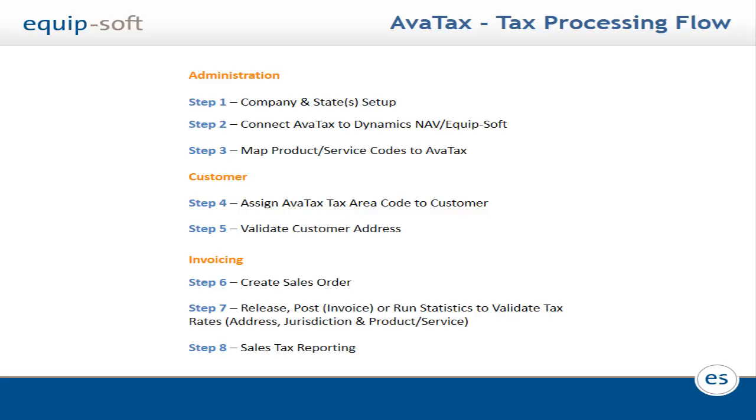Let's say you create a sales order, you release it, you run statistics. For those of you who are using the software today, you press F9, or you go ahead and post that transaction, and it will calculate the taxes for you. And of course, finally, when you want to see your tax reports, you go to AAVE Attacks to run those reports. It's that simple.